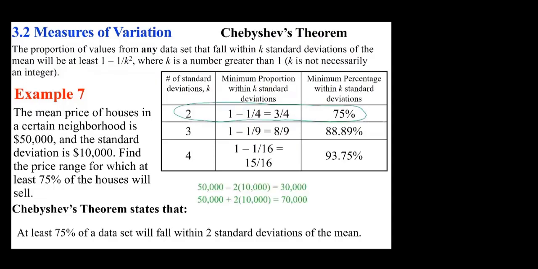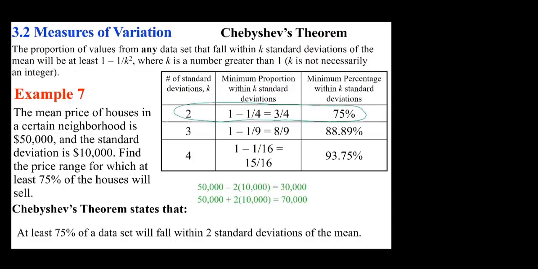Are we using X bar or mu? Which one is which? Is it a sample? Which one is that and why? Isn't it mu because we're just looking at the houses in that specific neighborhood? Exactly. It refers to all. Here's how you know it's a population.